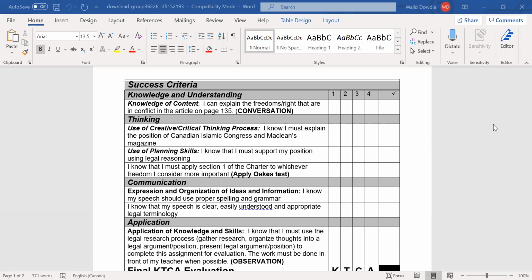This work must be done in front of my teacher when possible, as part of the observation. So as a speech, you're not going to get up and do it in class, but you will send me a video of it as your speech, and I will listen to it. It can be you in a video or you as an audio file. I don't care which one it is, but it has to be done as a speech.